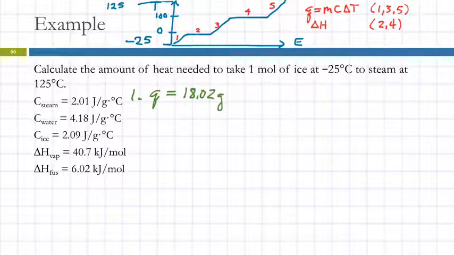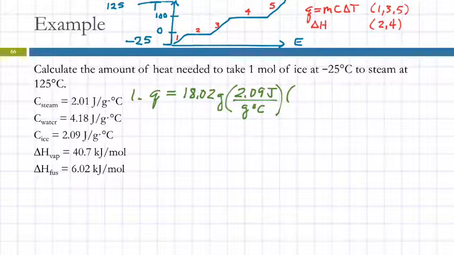So 18.02 grams times the specific heat capacity. In this transition, this is frozen. This is a solid, and so we need the one for ice. So 2.09 joules per gram degrees Celsius. And then we need the temperature change. Temperature change is always the final temperature minus the initial. So for this line, what's the final temperature? 0. And what's the initial temperature? Negative 25.